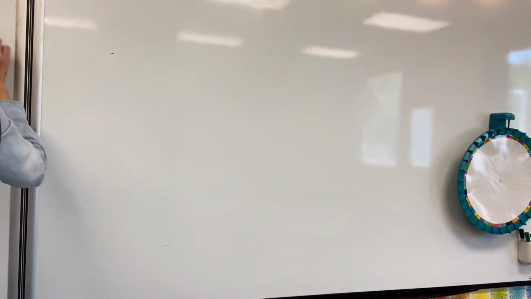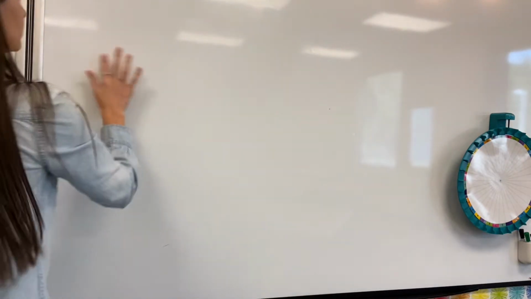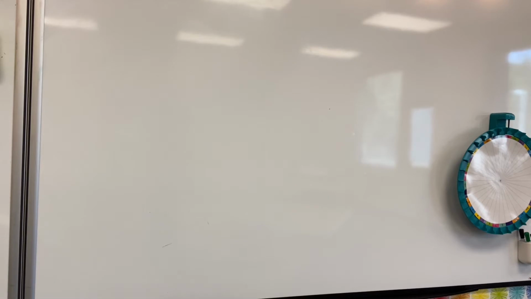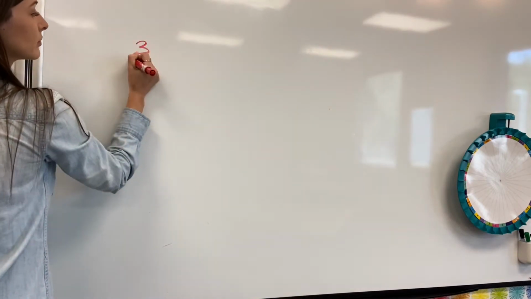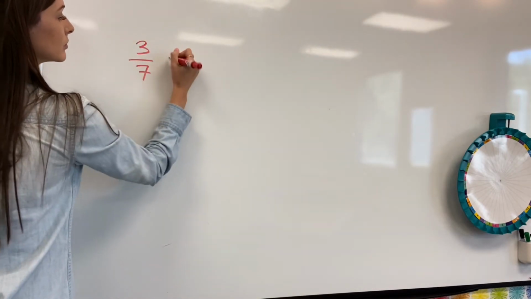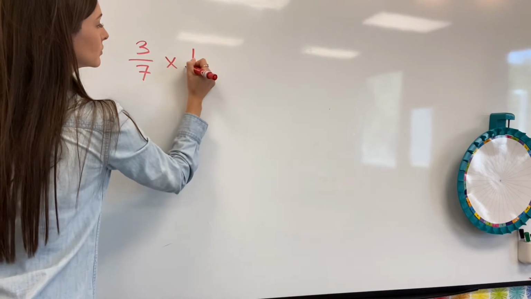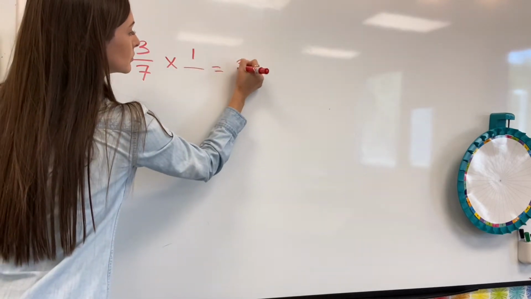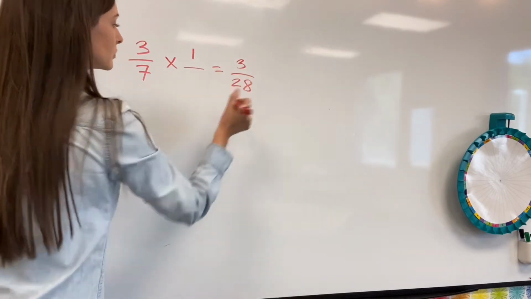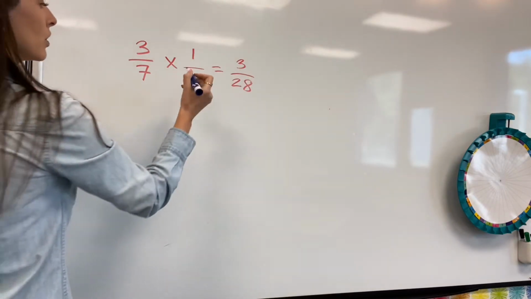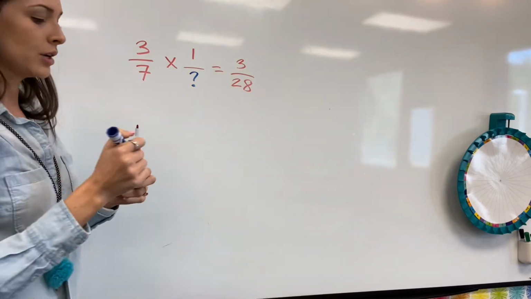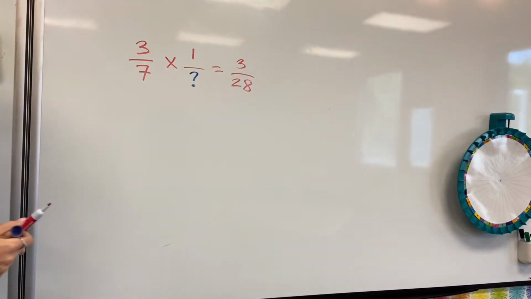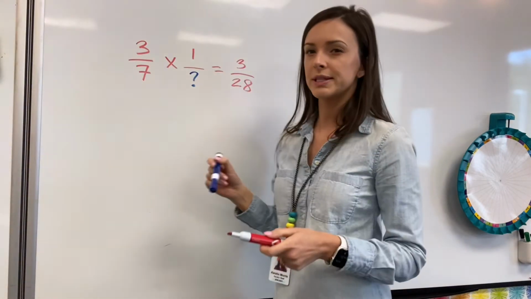So let's try a different type of problem. Let's say that you're looking at something like this on your quiz. Hint, hint, you might be. Three sevenths times 1 something equals 3/28. Can you infer the missing digit?